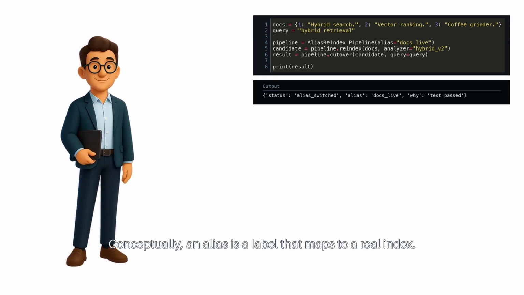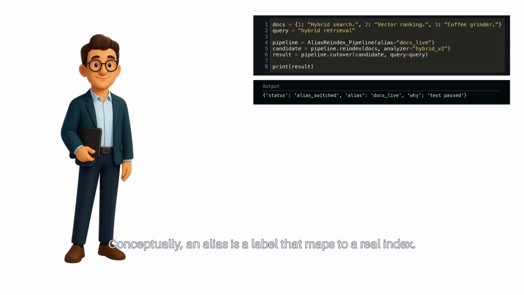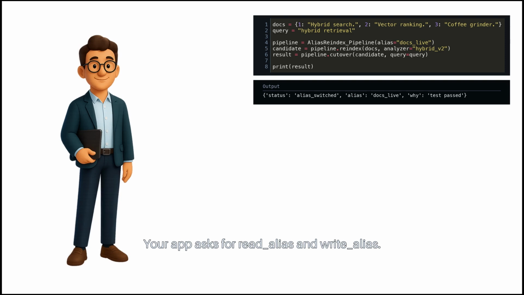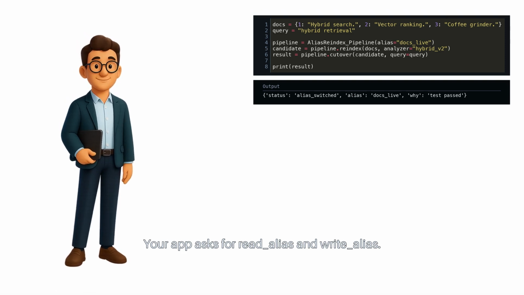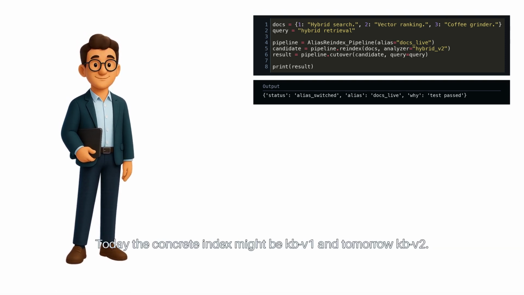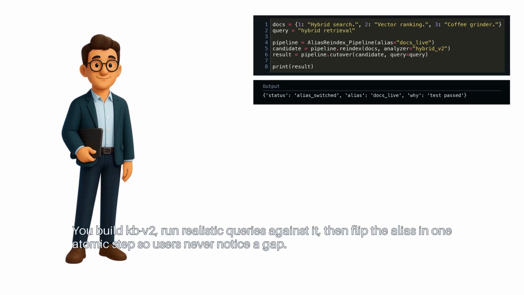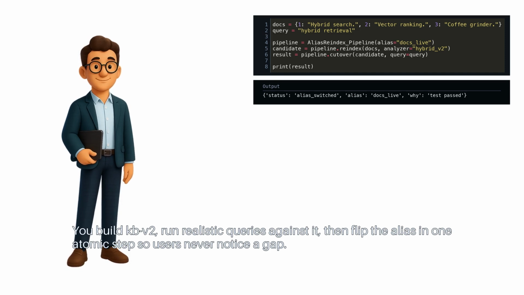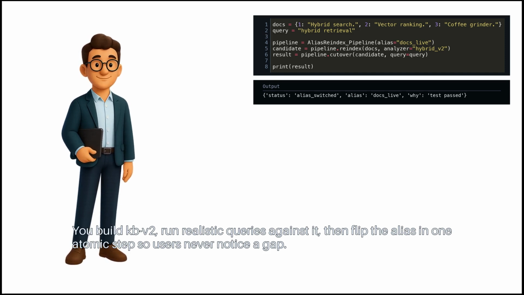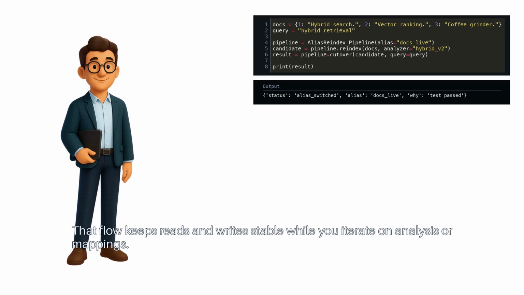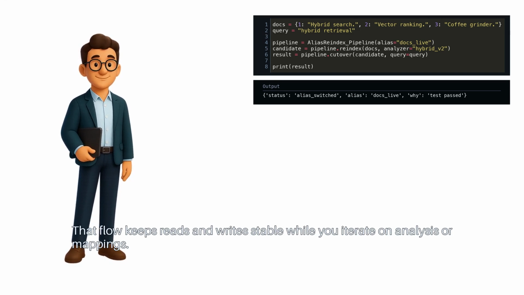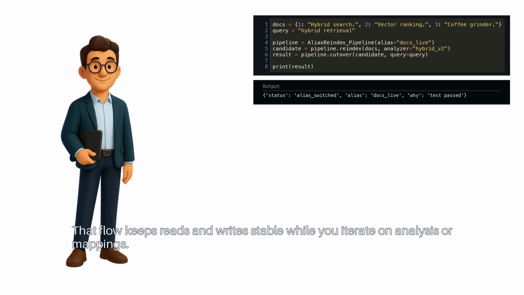Conceptually, an alias is a label that maps to a real index. Your app asks for read alias and write alias. Today, the concrete index might be KBV1, and tomorrow, KBV2. You build KBV2, run realistic queries against it, then flip the alias in one atomic step so users never notice a gap. That flow keeps reads and writes stable while you iterate on analysis or mappings.